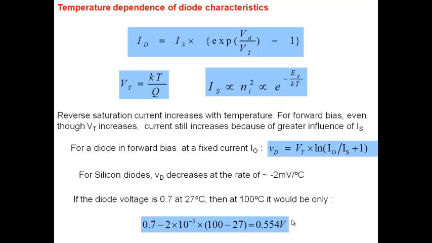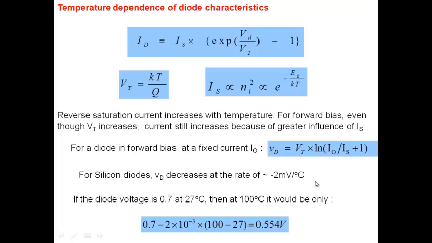So this is also emphasizing that the 0.7 volt drop, even if it's a good approximation at room temperature, will not be a good approximation at 100 degrees Celsius. If 0.7 is a good drop at 27 degrees, then 0.55 is a good approximation at 100 degrees Celsius. So that's another very important point that you have to keep in mind. The diode characteristics are highly temperature dependent, and the diode drop decreases at this rate here. Now, this is only for silicon diode. If you have a different diode, the behavior will be different. This number will change.